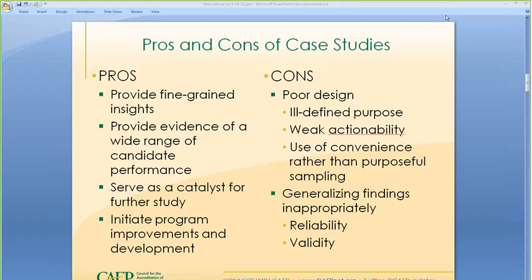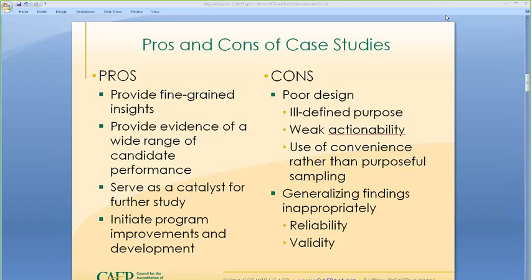However, there are some cons in the use of case study, and these cons are from an accreditor's perspective. First, if the design of the study itself is poor. For example, the purpose for conducting the case study has not been thoughtfully defined. And if so, then the opportunities for taking action as a result of the case studies are something that CAPE is concerned about. And thirdly, the use of a convenience rather than a purposeful sampling. And these are all design considerations for case study.